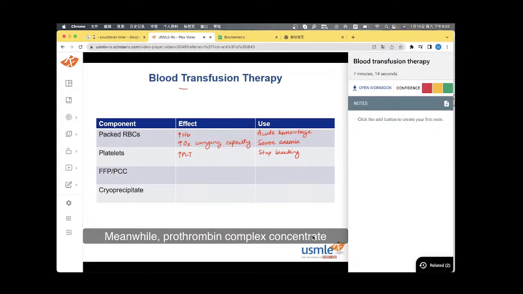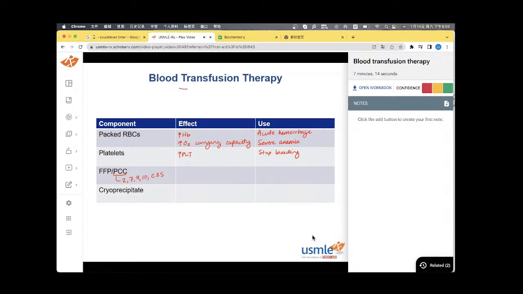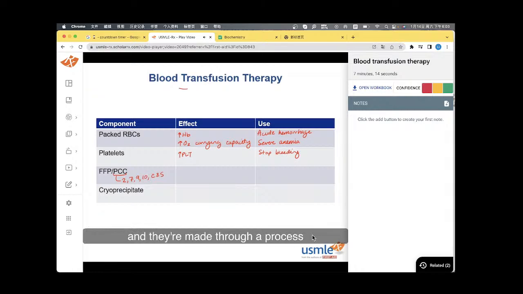Meanwhile, prothrombin complex concentrate is even more isolated, and it just contains factor 2, factor 7, factor 9, factor 10, and proteins C and S. And by just saying 2, 7, 9, 10, protein C and S, hearing those factors in that order should ring a bell. And I'm going to ask you, where are these factors made in the body? That's right, they come from the liver. And they're made through a process called vitamin K-dependent gamma carboxylation, which happens in the liver.